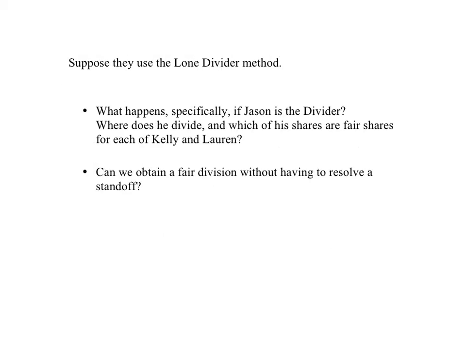We can ask the following questions. Suppose that they use the lone divider method. What happens, quite specifically, if Jason is the divider? In other words, where exactly does he divide, and which of his shares are fair shares for each of Kelly and Lauren? As a follow-up, we can then ask, can we obtain a fair division without having to resolve a standoff? Is it possible to give Jason one of his shares, to give Kelly one of the shares Jason divided, and to give Lauren one of the shares that Jason divided without having to go back and form a super share and redo any of the divisions?